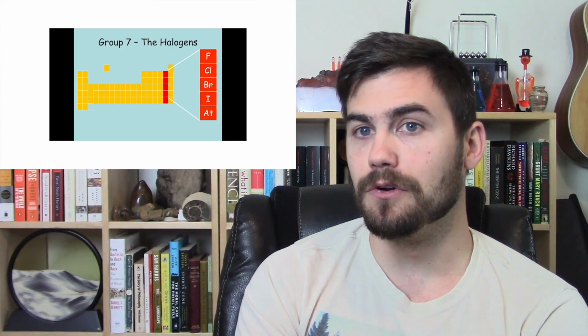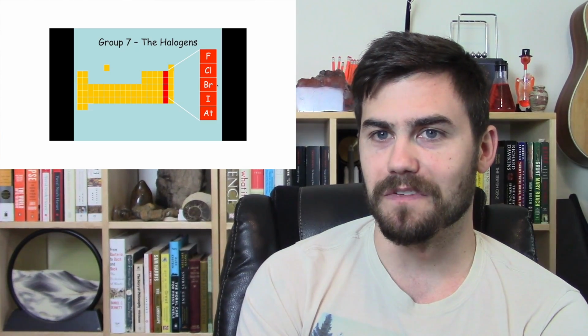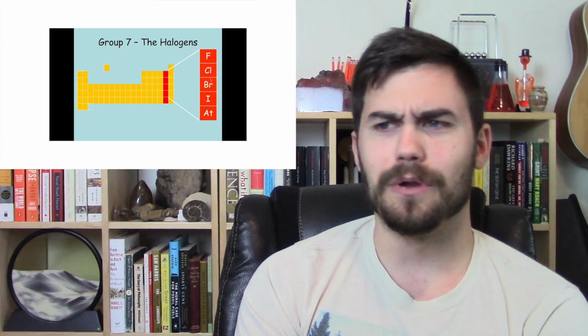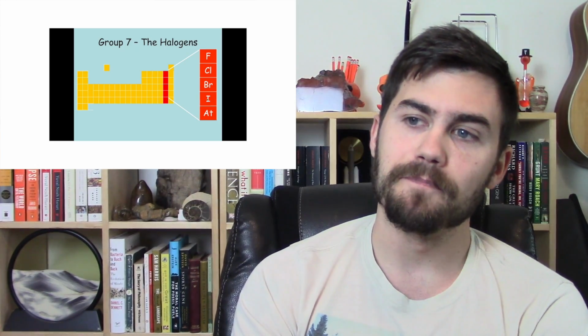Bromine is one of only two natural liquid elements, at normal temperatures on Earth, I should say, with mercury being the other. Bromine, though, will evaporate very rapidly, but it does form a liquid.